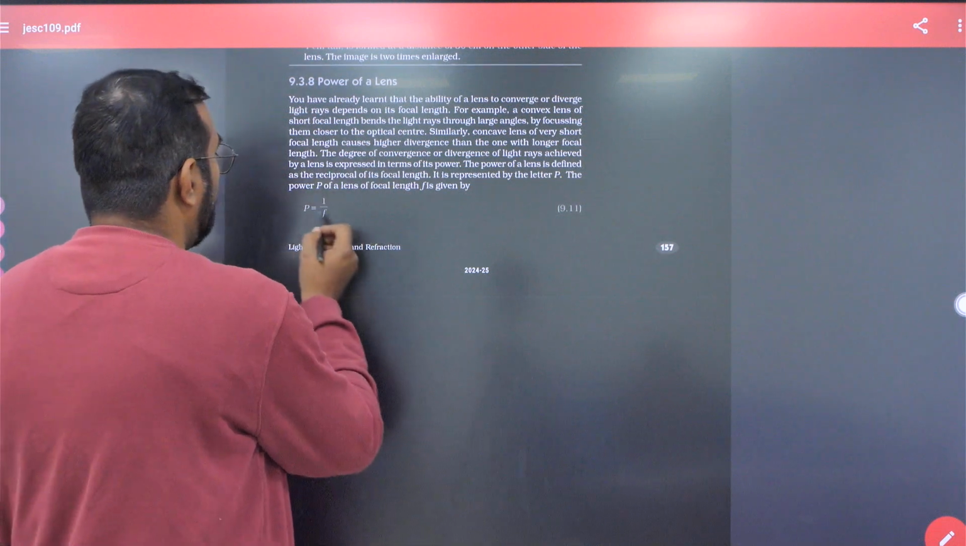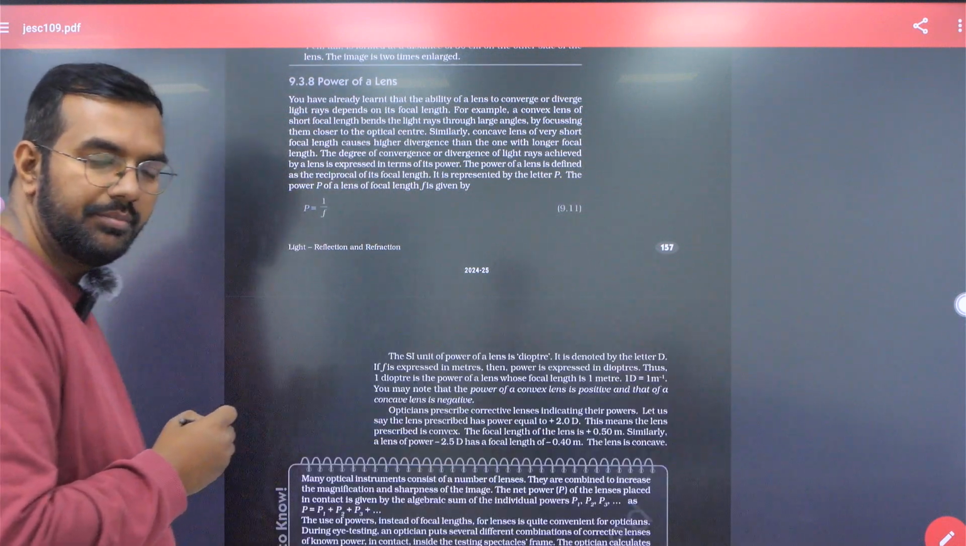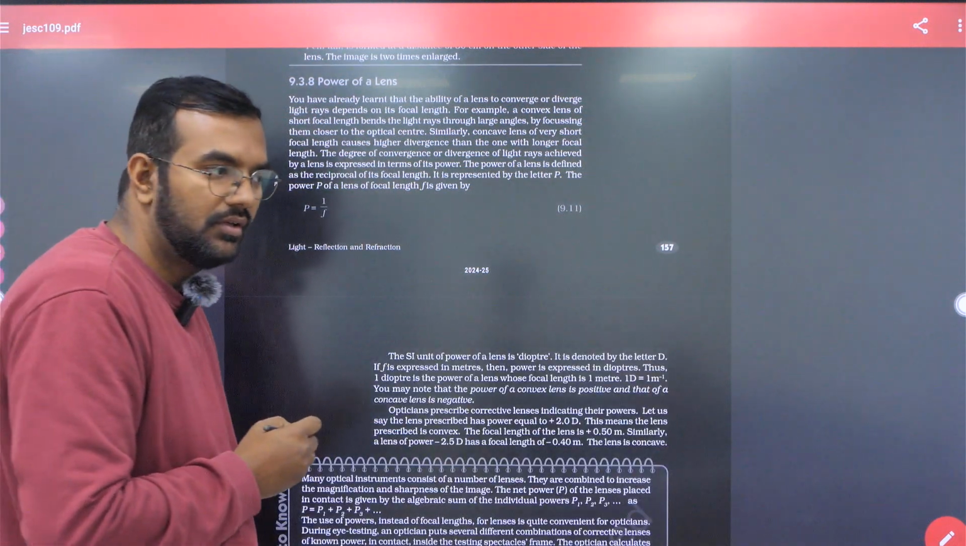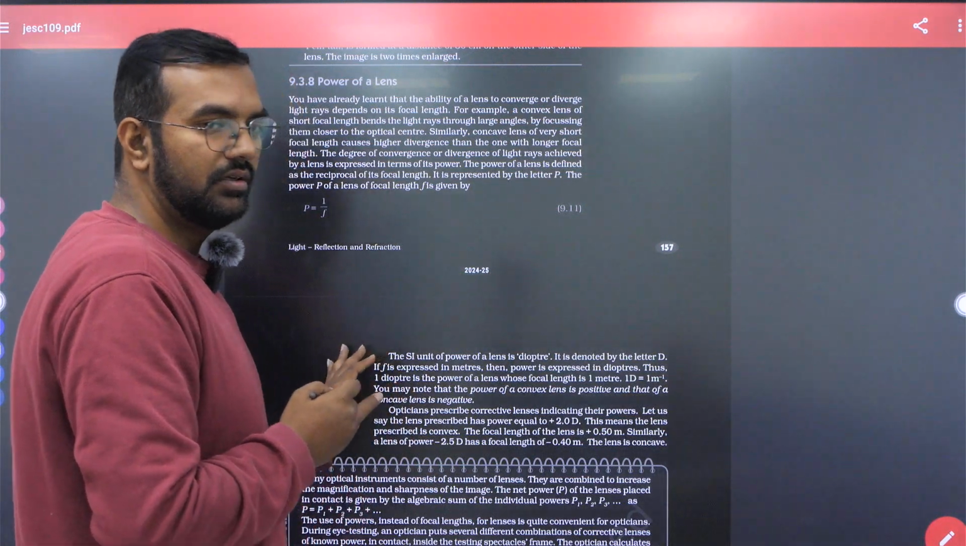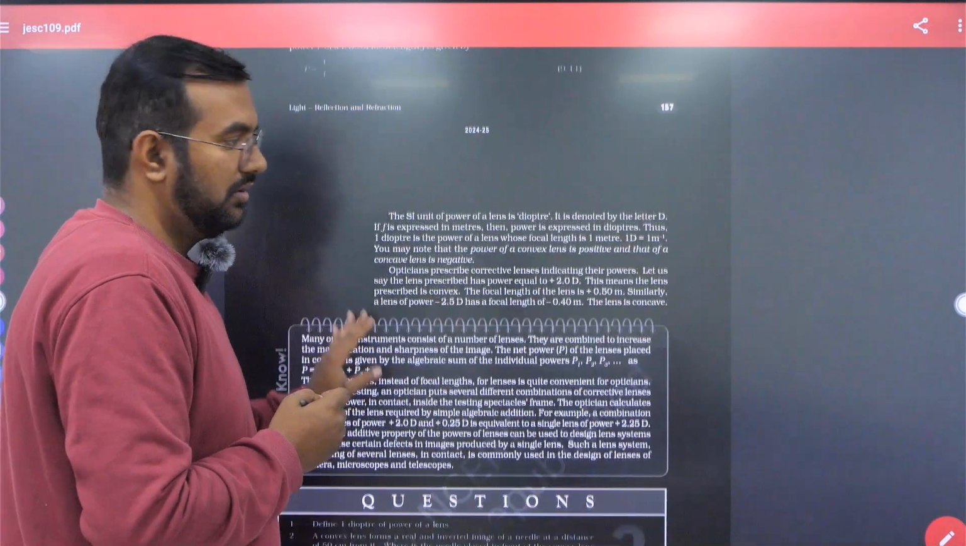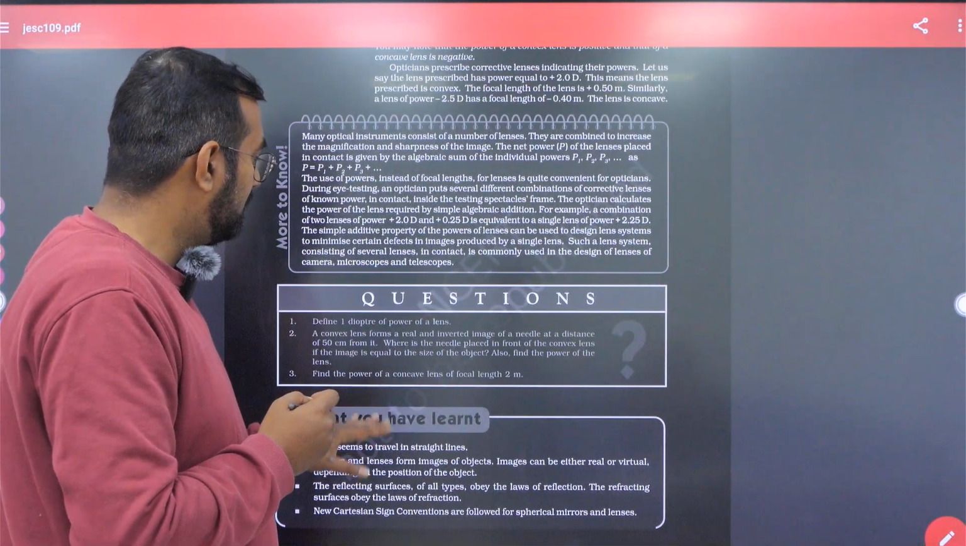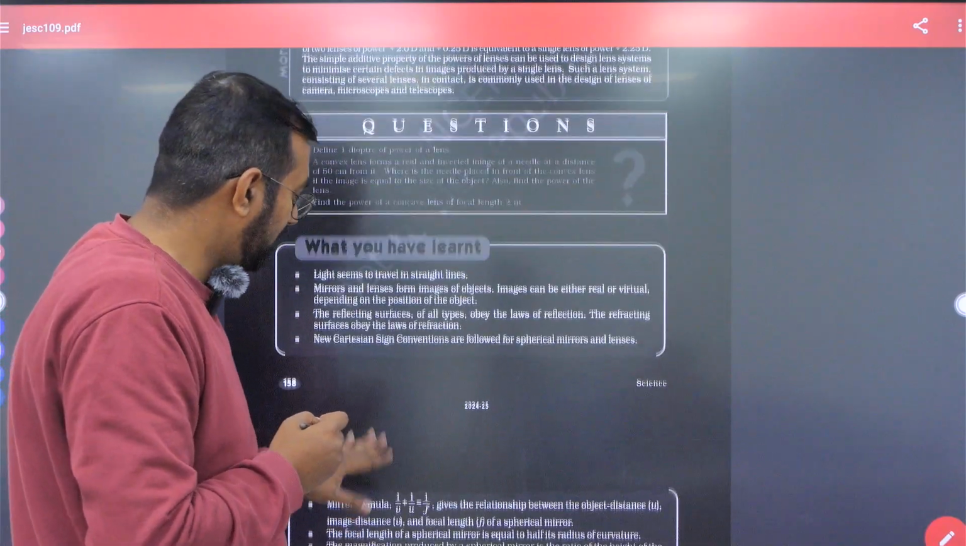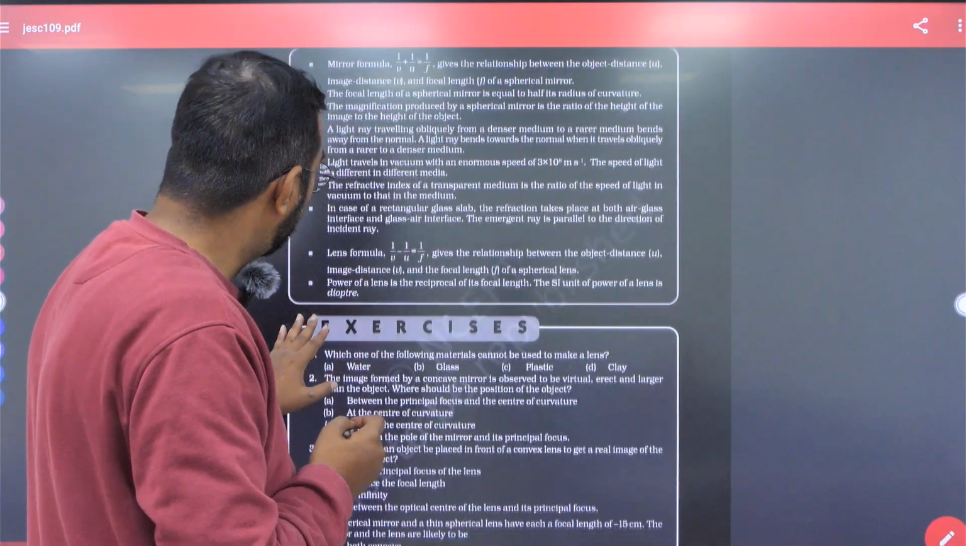There is a relation between power and focal length. P is equals to 1 by F. The SI unit of power is diopter. If the focal length is in meter, you will get the value in diopter.